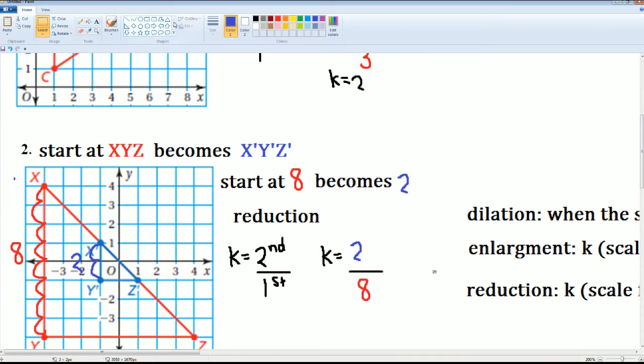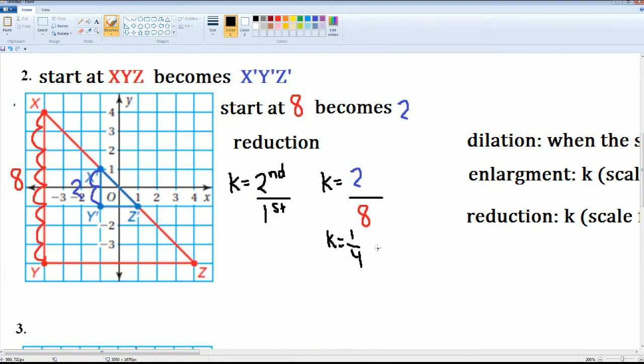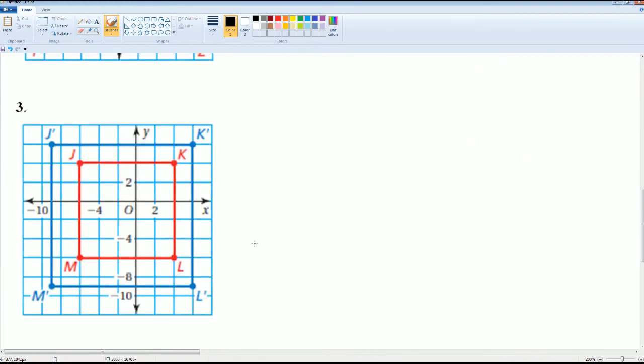What does that become? K is equal to 1/4. And let's see if that makes sense. The reduction is when the K is less than 1 but greater than 0. Yes, 1/4 is less than 1 and greater than 0. If you want to think about this, that means this 1/4 in decimal form is just 0.25.